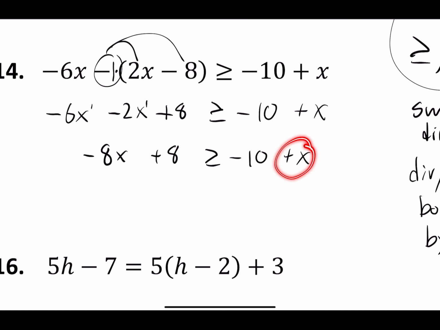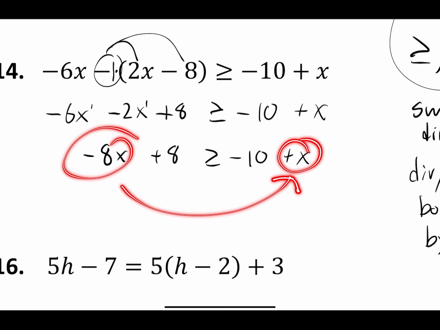Or if I wanted to take x and send it to this side, which you can, I would minus x, and I would have negative 9x. Also fine. Just decide, which side do you want x on? The left side or the right side?